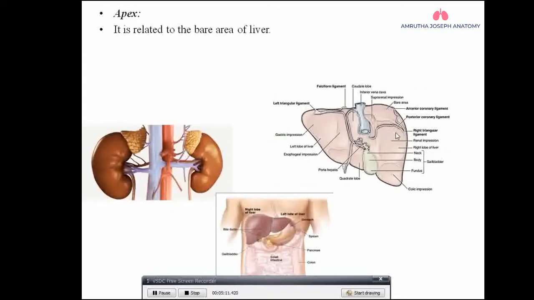This is the posterior surface of the liver, where this part is related to the right kidney. The bare area of the liver is the part of the liver where it is not covered by peritoneum. Usually the liver is covered entirely by the peritoneum, excepting some areas, and this area is called the bare area. The apex of the suprarenal gland is related to the bare area of the liver, and the base is here. The base is related to the upper pole of the right kidney, as we know.